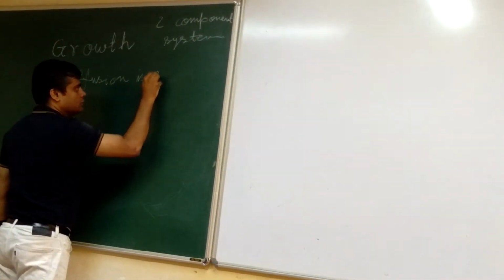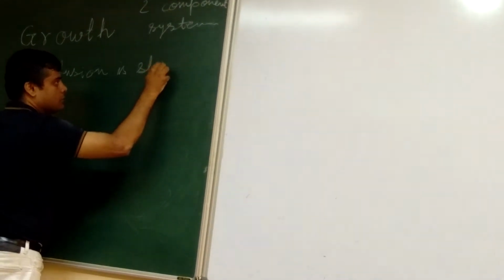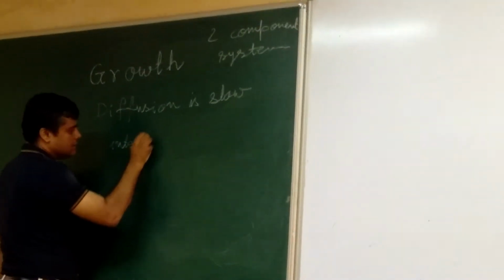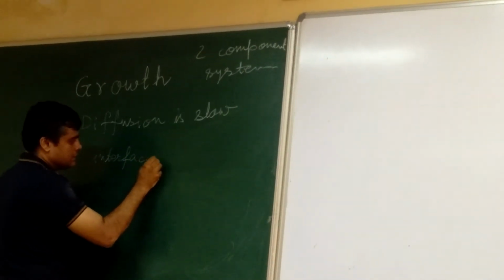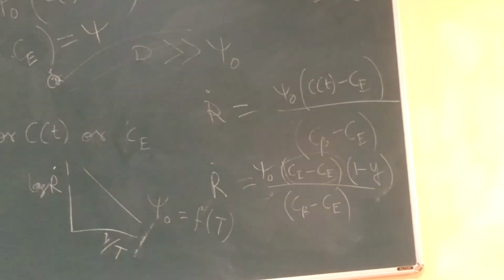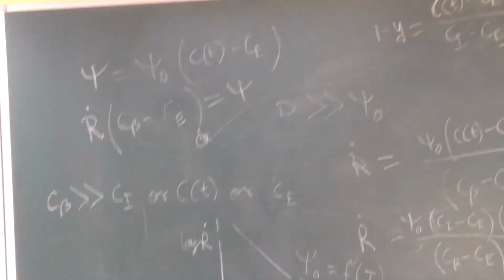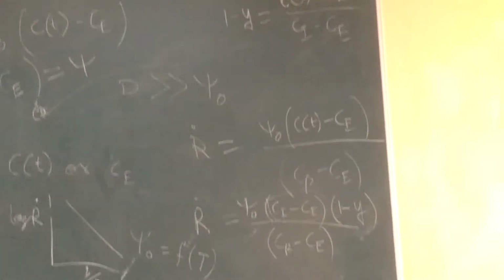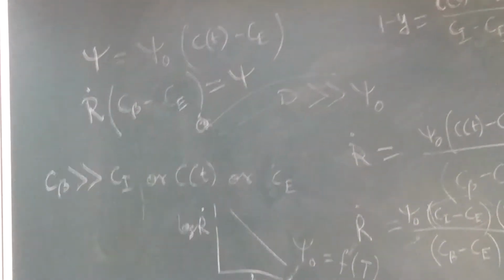This flow. Interfacial reaction is first. What does it mean? If there is an interface, this side is beta and this side is alpha, as soon as one atom comes, it immediately jumps. So it is very fast.